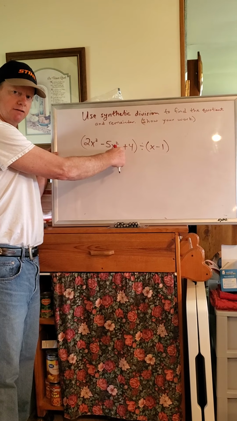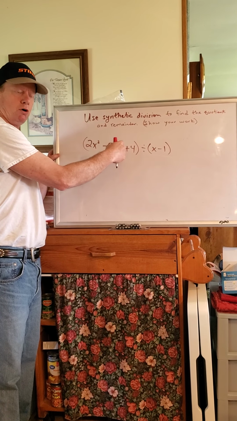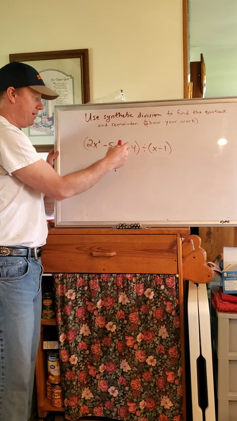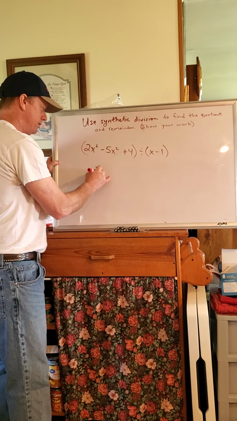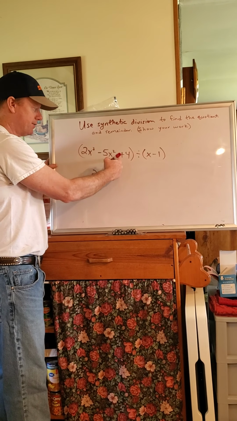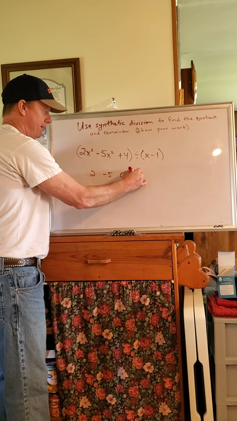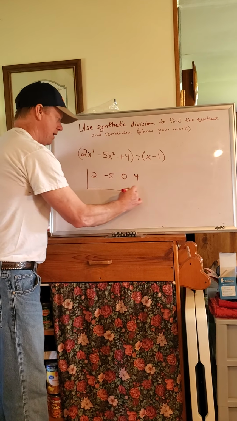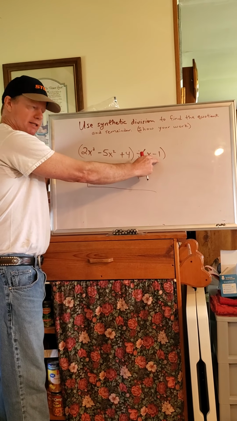Notice there's no x to the first term. So I'm going to have to put a 0 in that slot to hold the place value of that slot, and then 4. So whenever I do my synthetic division, I'm going to go 2, -5. There is no x to the first term, so I have to put a 0 to hold that place value, and then 4. I do my big L, and then I'm dividing by the factor x minus 1.